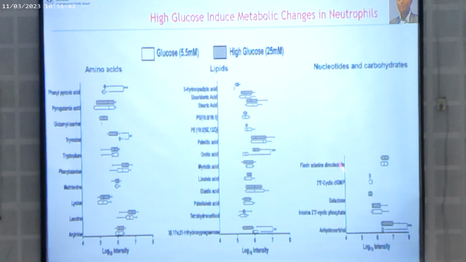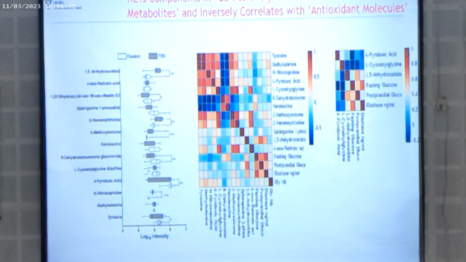In both conditions, we see something known as anhydrosorbitol. This accumulation is there in the neutrophils, which we also replicated in the patients. Even in the diabetic patients, we don't culture their neutrophils in high glucose because they are already thriving in a high glucose environment. So we take the neutrophils and do the metabolomics analysis, and we see there is a higher amount of anhydrosorbitol.